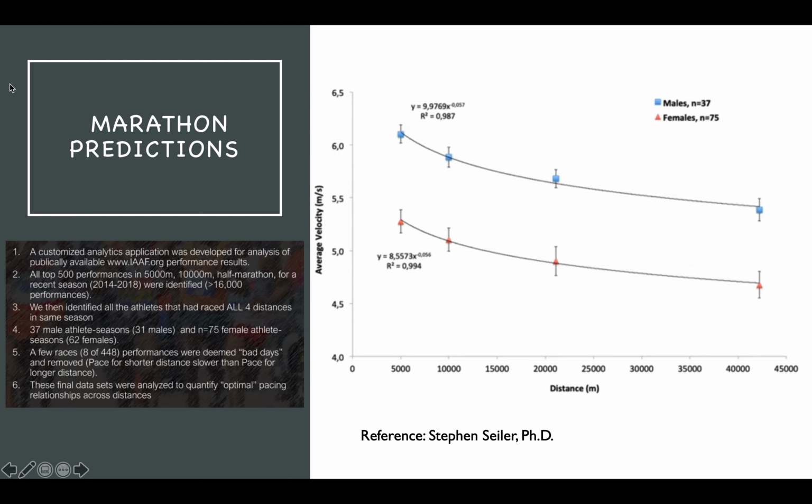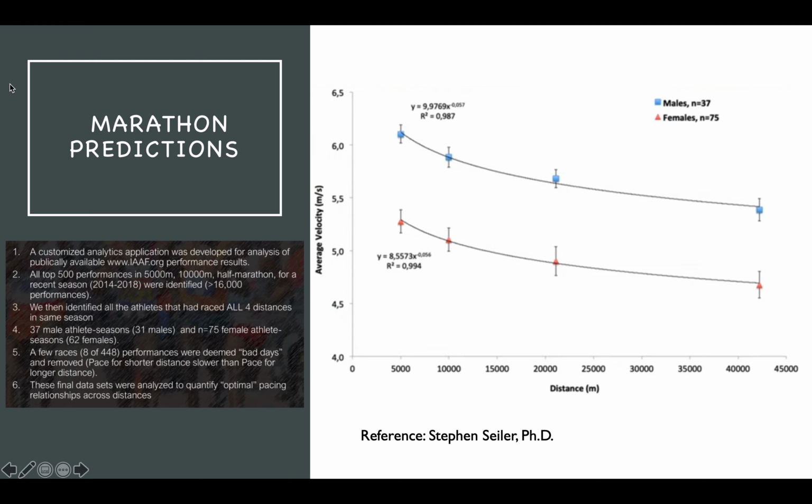So this was quite high level runners. They looked at top 500 performances on the IAAF website. And the requirement was the runners had to have run all 4 distances, 5K, 10K, half marathon, and marathon, all within one season. So what he ended up with was 37 males and 75 females. And then they found a very close association, a close relationship between these race distances.